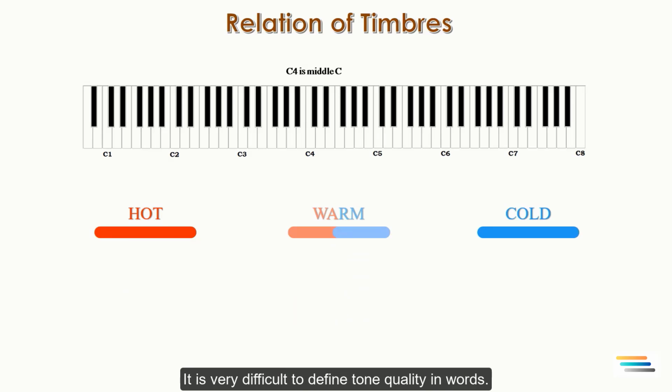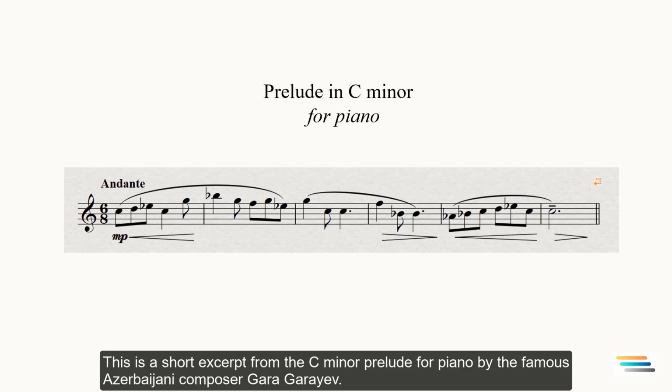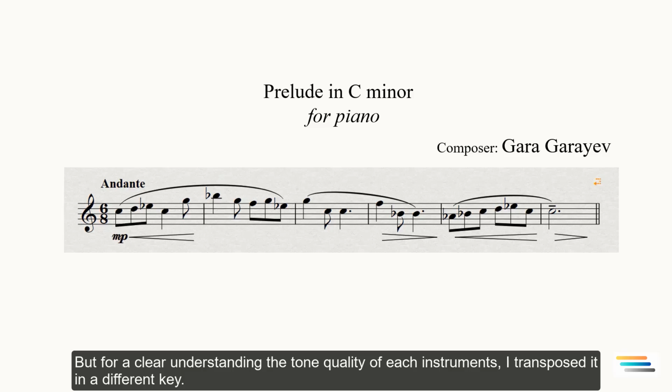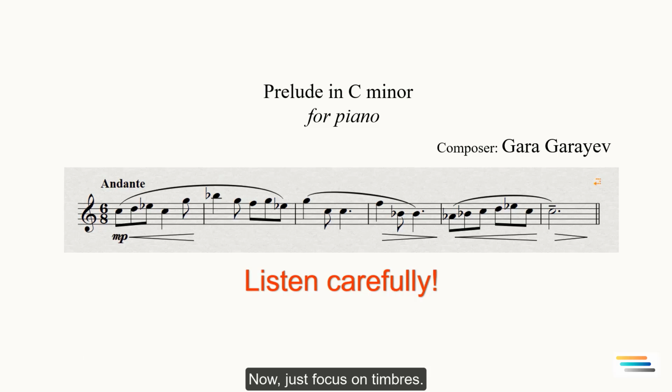It is very difficult to define tone quality in words, therefore it would be better to explain it on a simple melody. This is a short excerpt from the C minor prelude for piano by the famous Azerbaijani composer Gara Garayev. The original piano version is in C minor, but for a clear understanding of the tone quality of each instrument, I transposed it into a different key. When we start orchestrating the melodies, I will explain the bass range of all instruments. Now just focus on timbres.